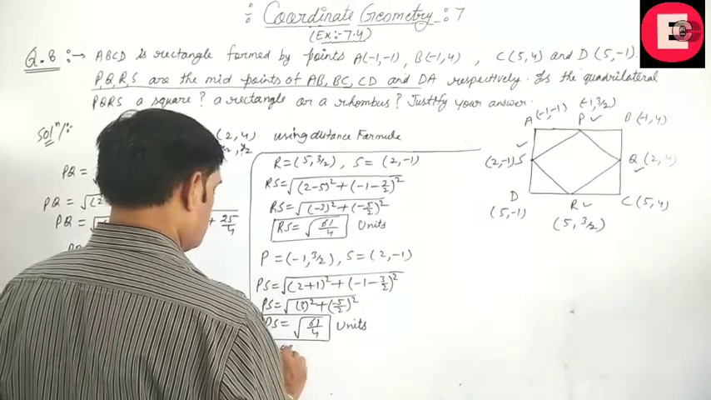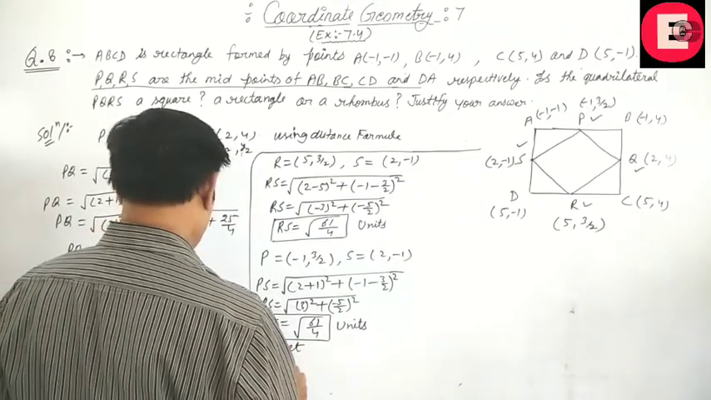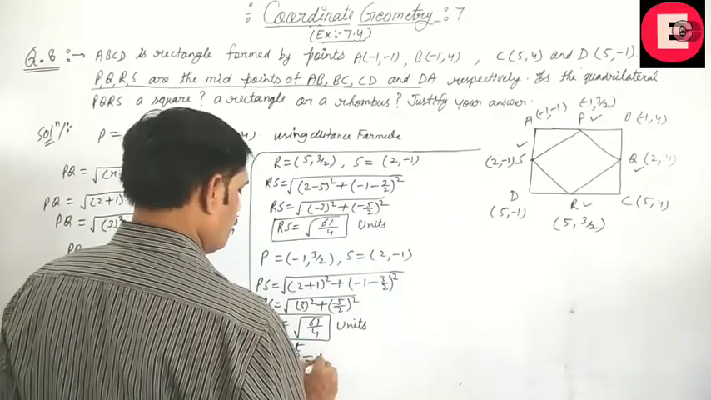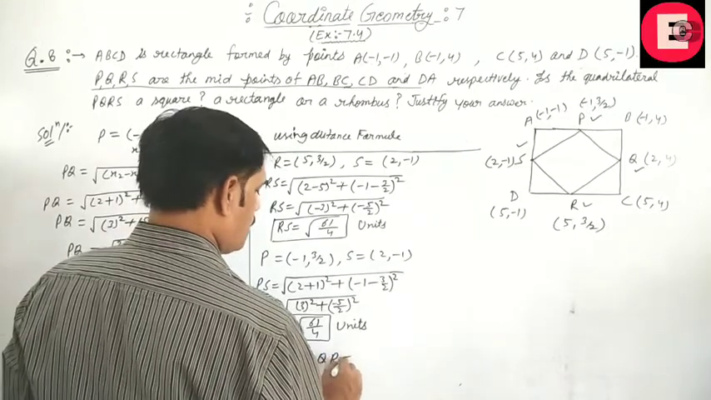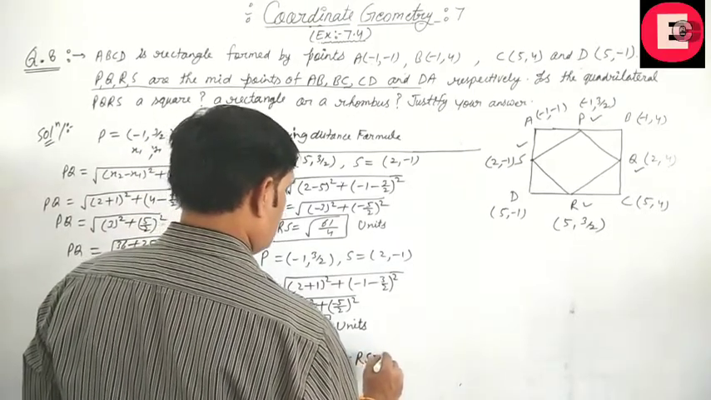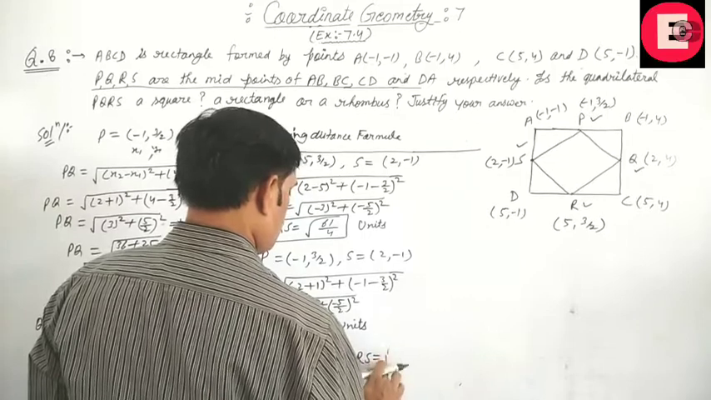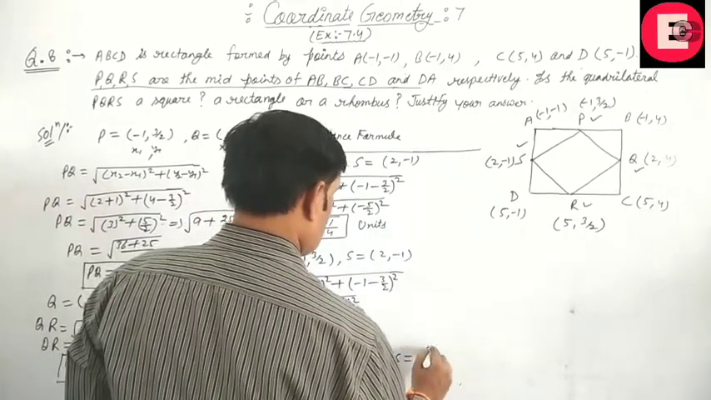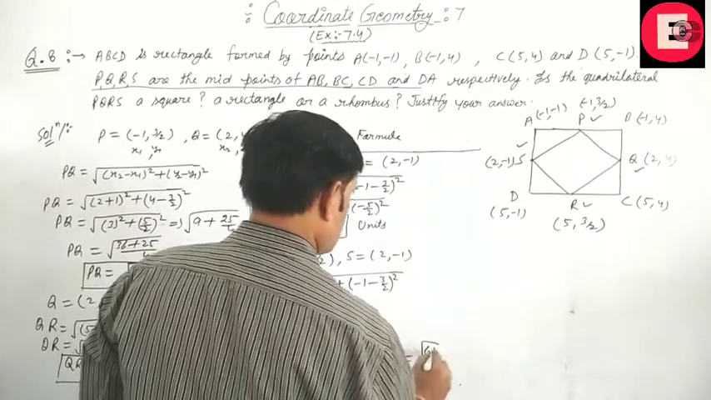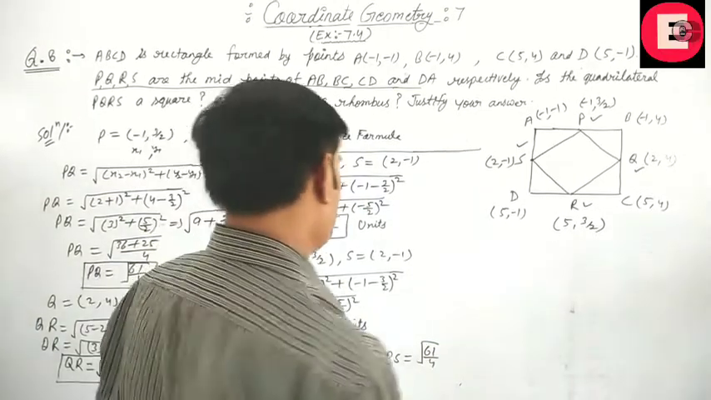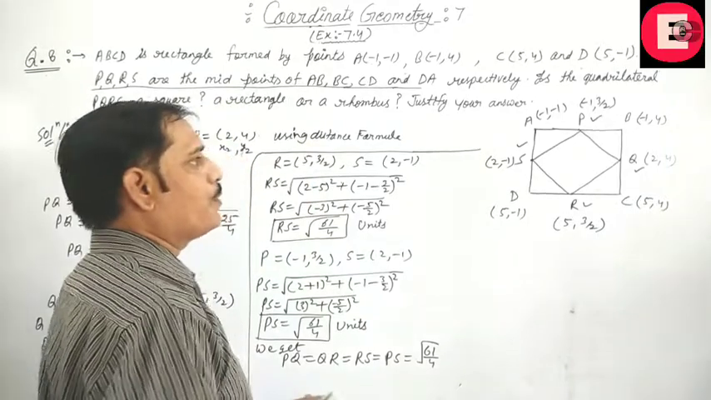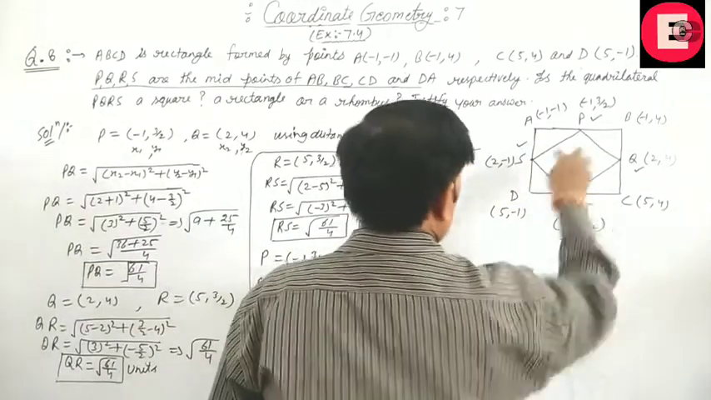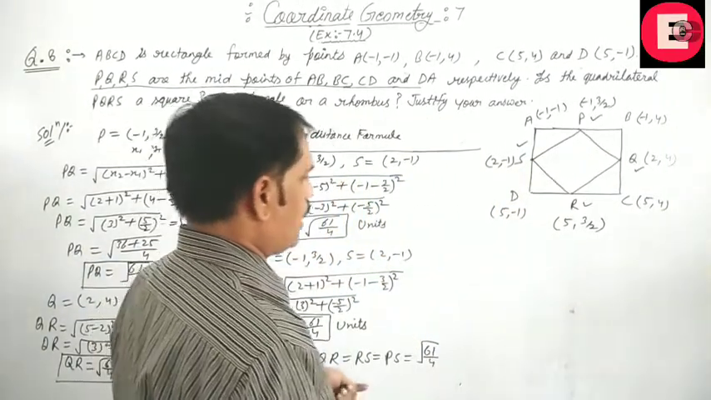So we get PQ, QR, RS and PS are all the square root of 61/4. So all sides of this quadrilateral are the same.